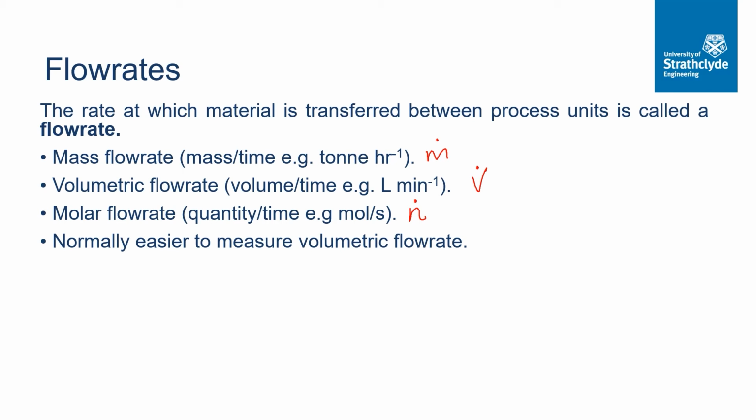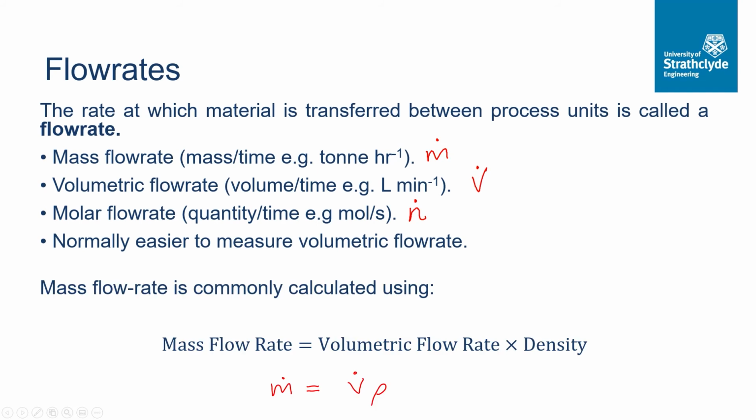Now, normally it is easier to measure volumetric flow rate, and that's just based on measurement devices. We can quite readily measure volumetric flow rate, and then with our knowledge of our density, we can calculate our mass flow rate from our volumetric flow rate. The equation is simply the mass flow rate is equal to the volumetric flow rate multiplied by density, or m dot is equal to v dot multiplied by rho.